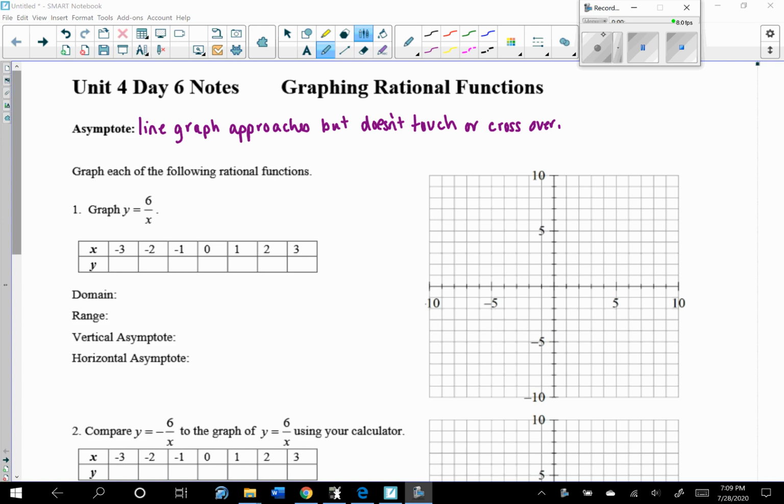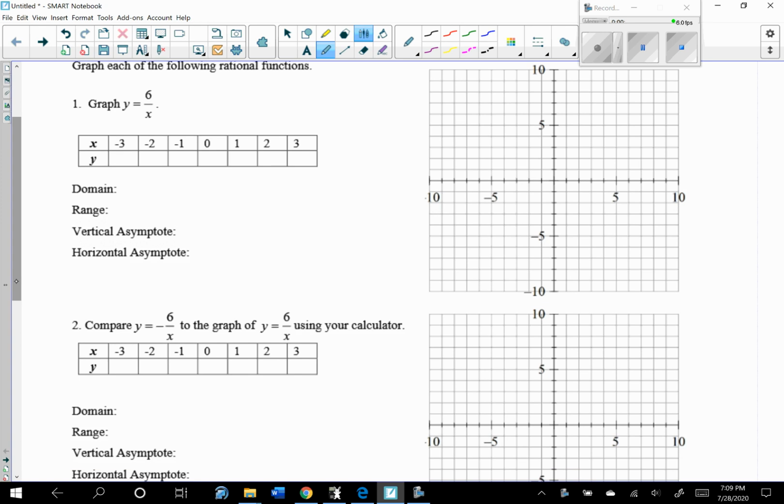Graphing rational functions. Just recall, we've talked about asymptotes before. It's the line the graph approaches but doesn't touch or cross over. So we're going to graph each of the following rational functions. So for this first one, we have 6 divided by x.